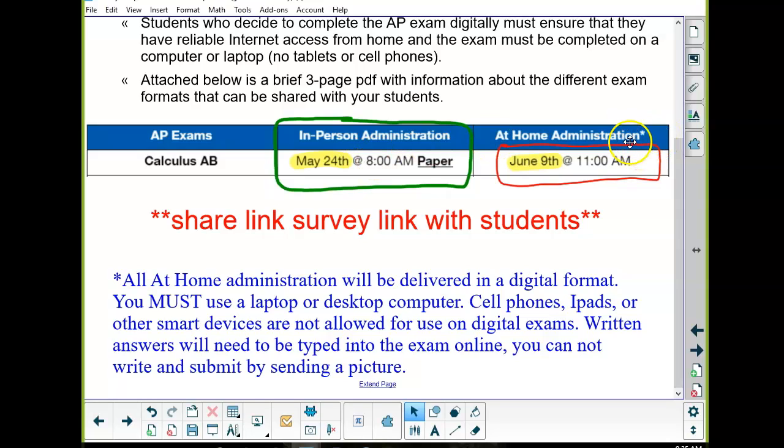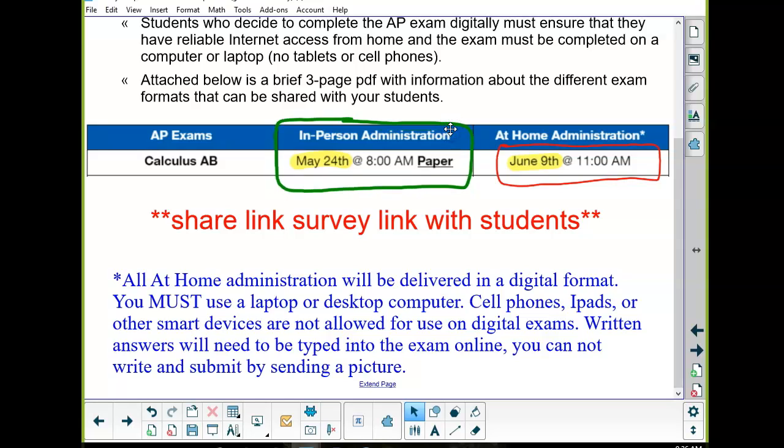But for the at-home one, you really have to be strong at justifying and typing your answers out. And I just think what would lead to more success would be taking the in-person exam.